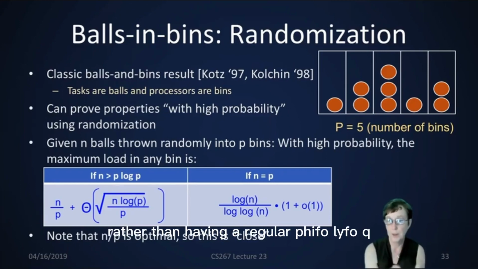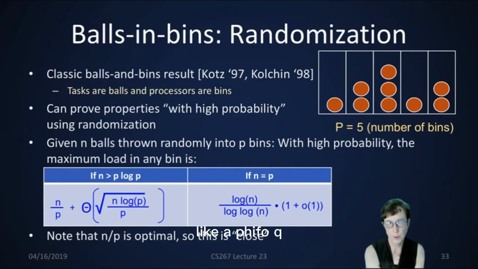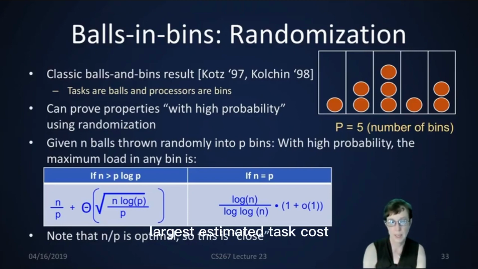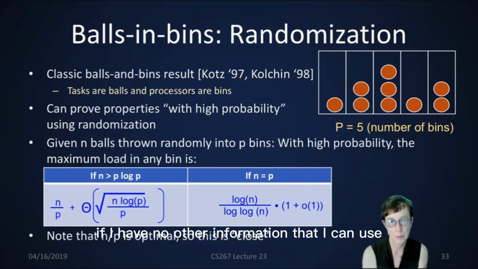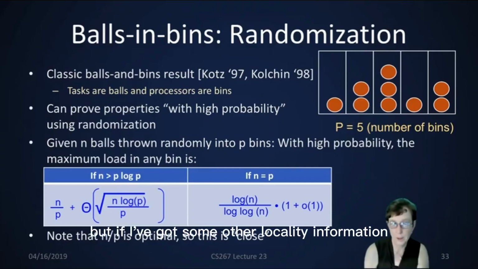And so, for example, rather than having a regular FIFO-LIFO queue, which treats the local queue like a stack and the remote one like a FIFO queue, you could use a priority queue. And then, for the purposes of stealing, you could always try to steal the largest task, the largest estimated task cost. There's lots of information you can use. And when it comes to locality, dynamic load balancing is usually an approach of last resort. If I have no other information that I can use, I'll start randomly throwing tasks around the machine. But if I've got some other locality information or cost estimates, it's usually going to be better to use those.